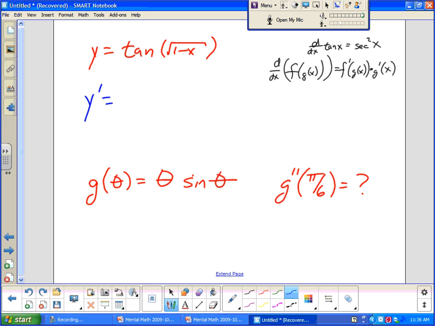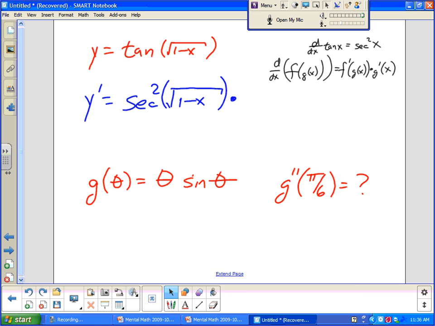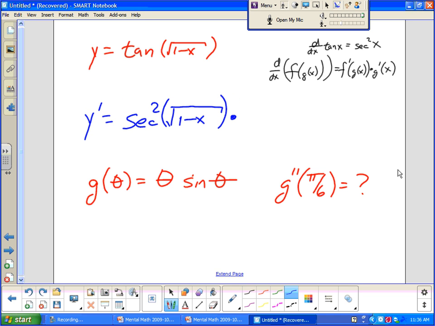y prime equals derivative of tangent is secant squared. The argument stays the same times. Now I have to take the derivative of the inside. I have to take the derivative, and again, I see that you guys agree it's 1 minus x to the half power. So I take the derivative of that. The half comes down. 1 minus x to the negative half.